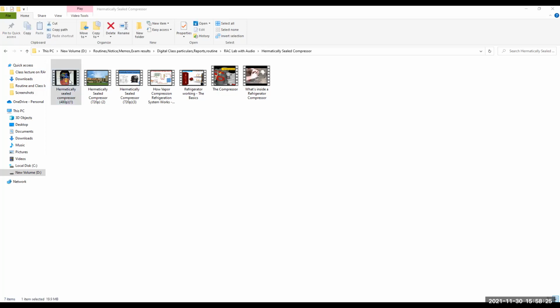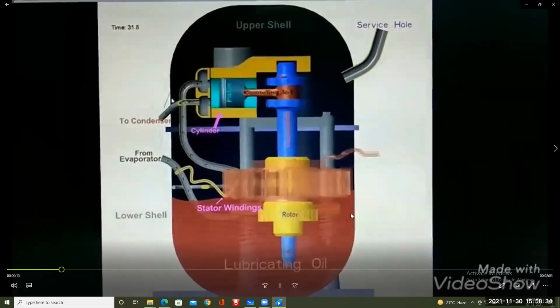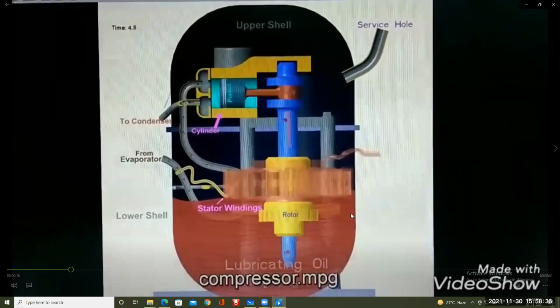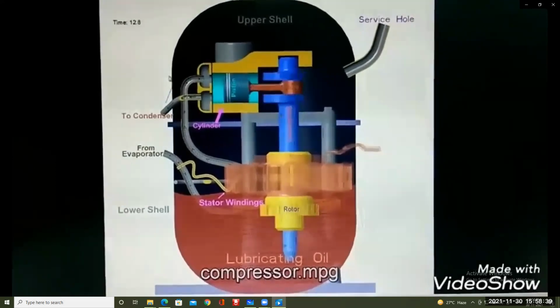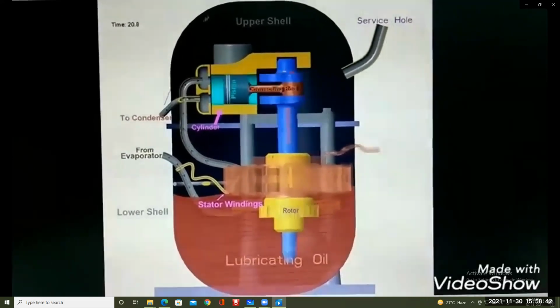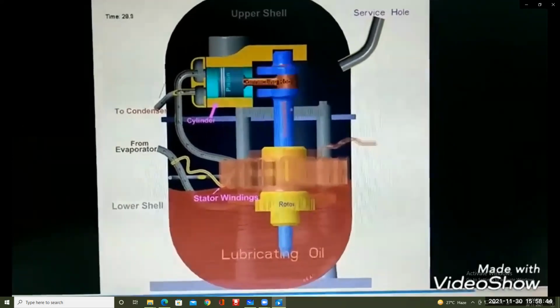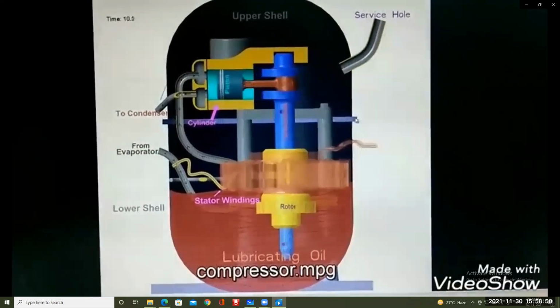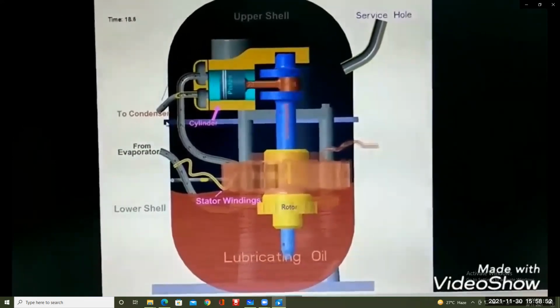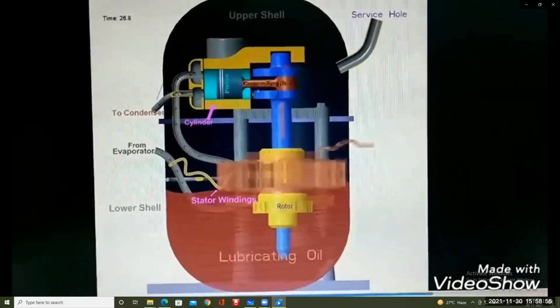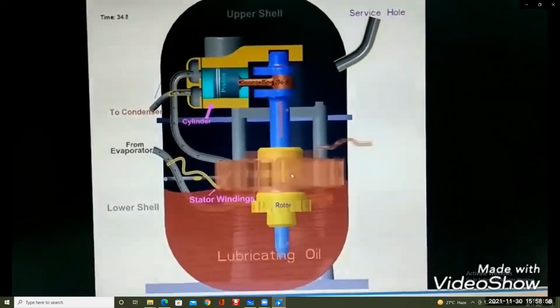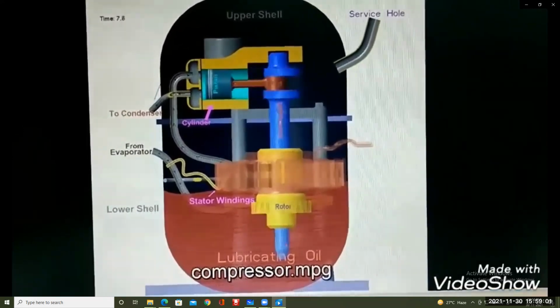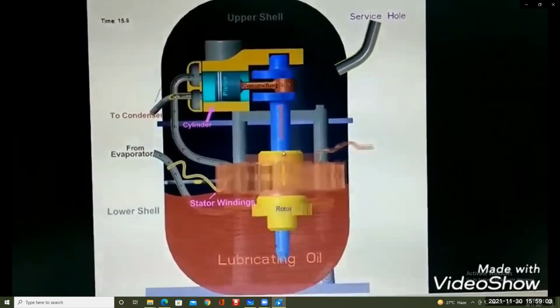Friends, today we will discuss the hermetically sealed compressor, its working and assembly. It is widely used in domestic refrigerators and air conditioners. This is the upper shell and this is the lower shell of the compressor. Both are made of steel and welded here. Inside this shell, the compressor and motor are directly coupled on the same shaft.